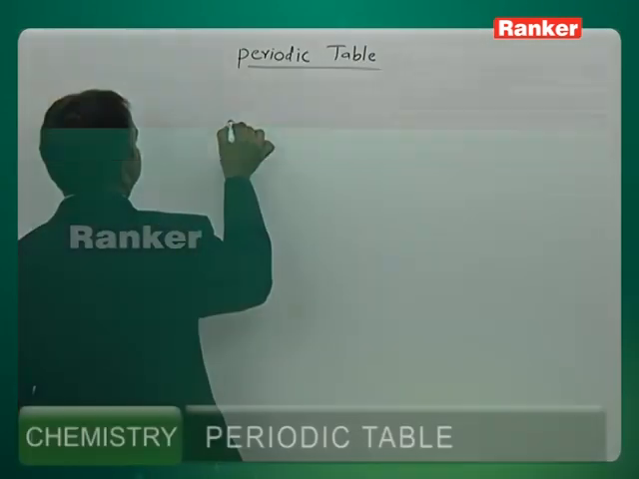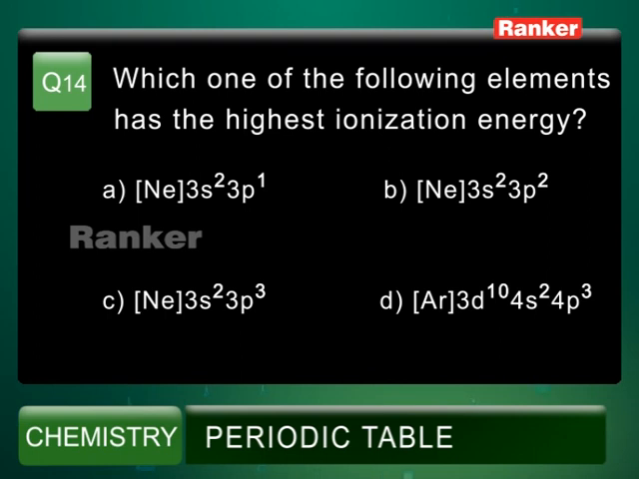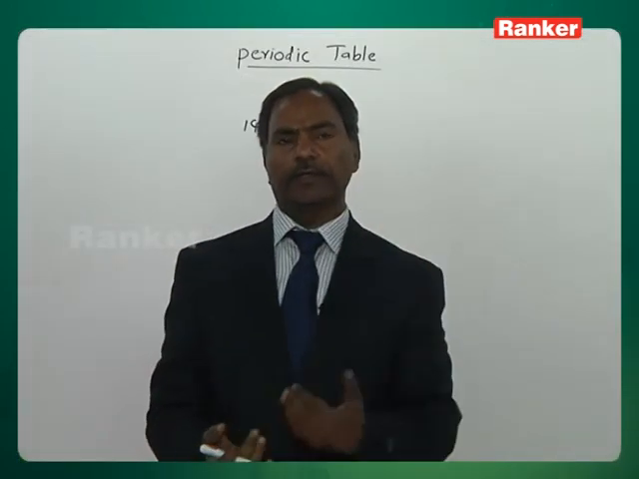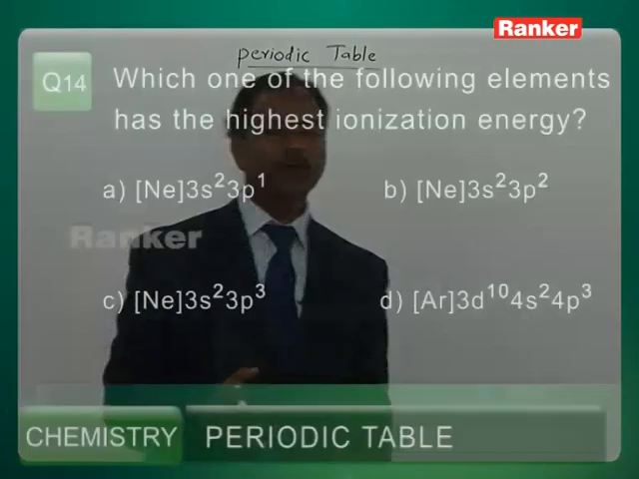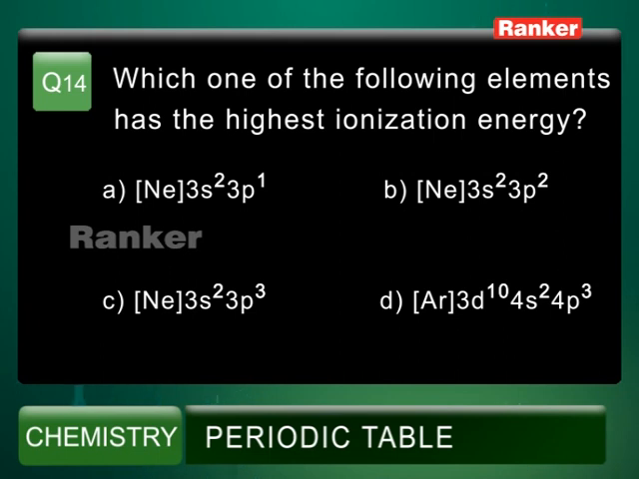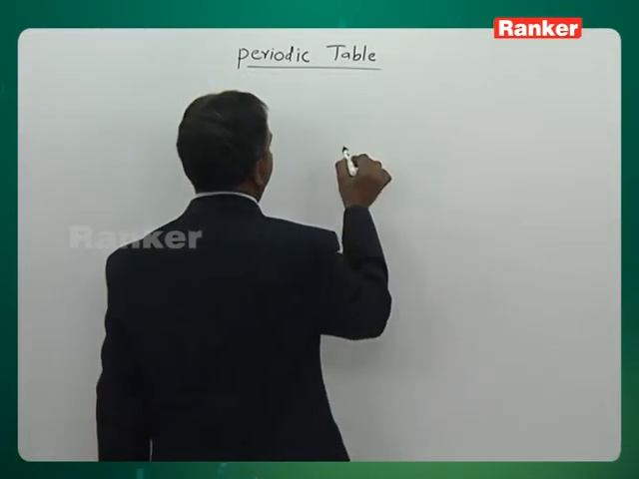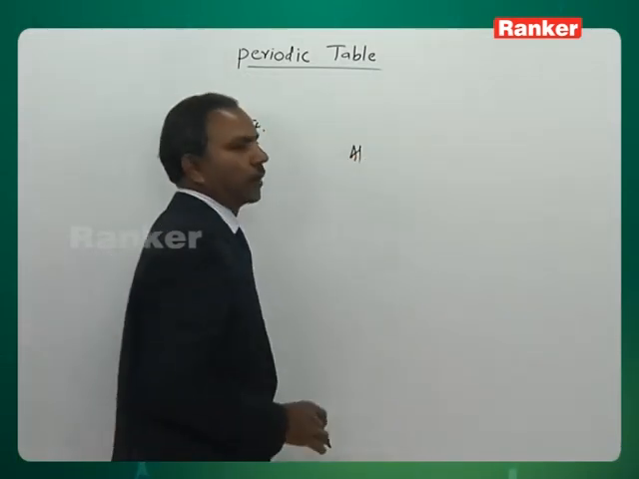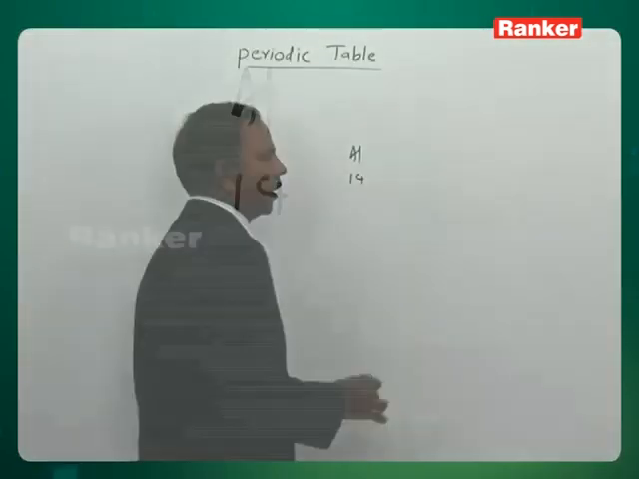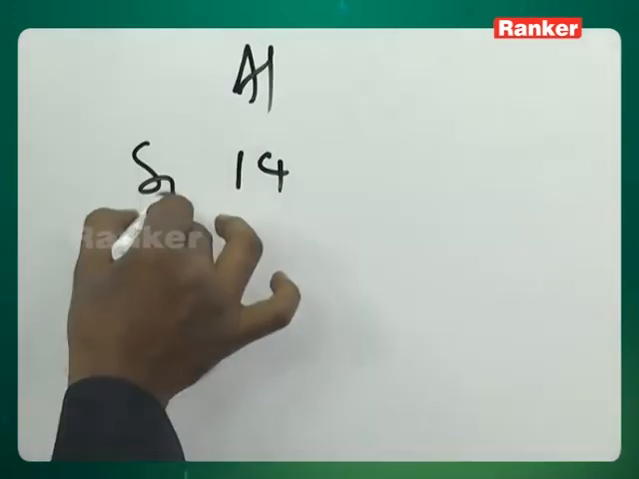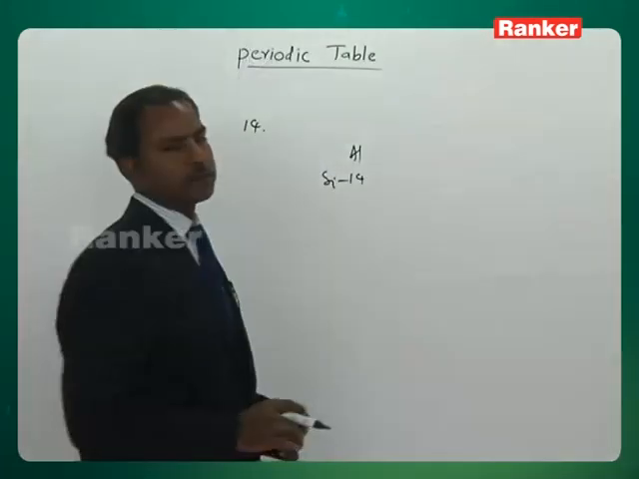Question number 14. Which one of the following elements has the highest ionization energy? Wherever the question is about the highest ionization energy, you see which of the following has a stable electronic configuration. Option A is neon 3s2 3p1, that is 13 electrons, which is aluminum. And neon 3s2 3p2 represents 14 electrons, which is silicon.